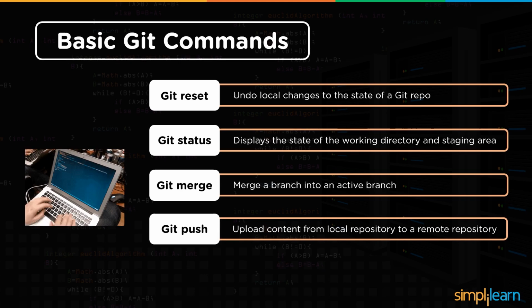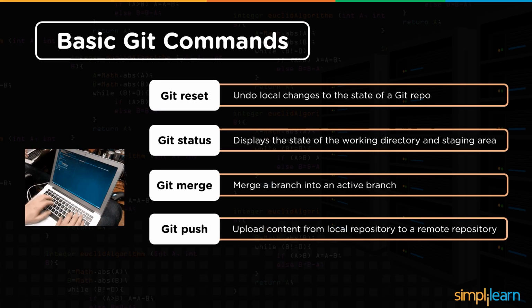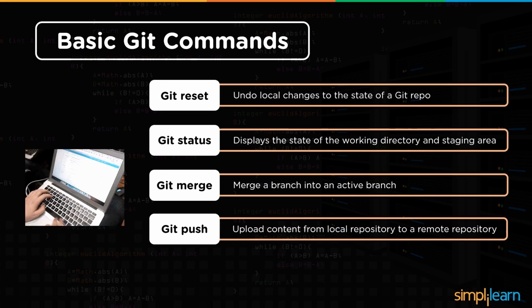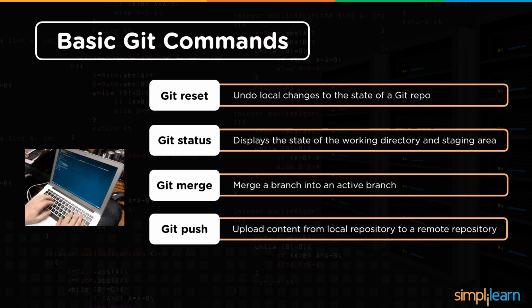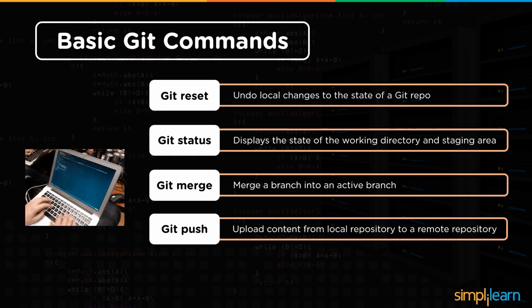Then we have git push. Now, up to the git merge command, all the commands can be run on the local repository, which means you don't require any kind of remote repository. You can simply work on the local system, and without any network connectivity to the remote repository, you will be able to perform those changes.